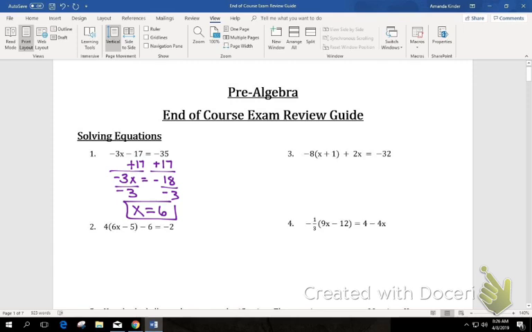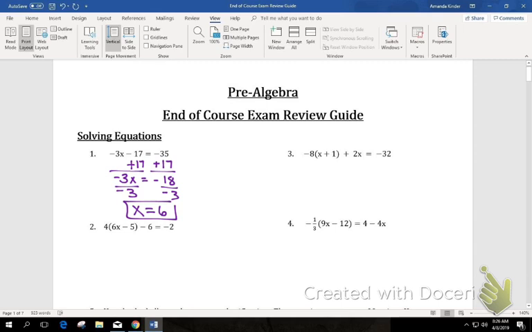On number 2, we see the first of 3 problems that include distributive property. All right, so obviously distributive property is going to be an important concept on your EOC. You see it several times, and the question is asked of you: is there one solution, no solution, or infinite solutions? We're going to talk more about that in just a minute also.